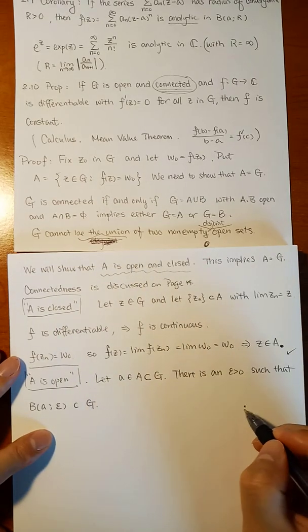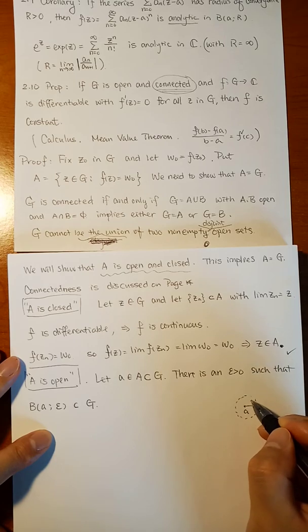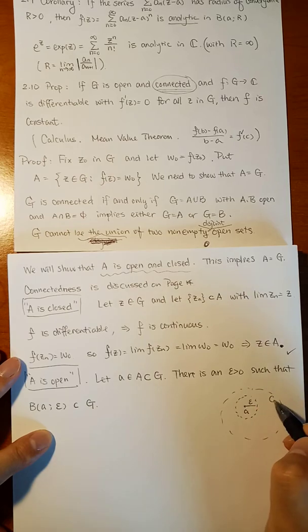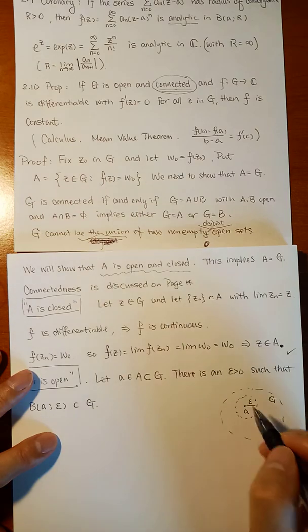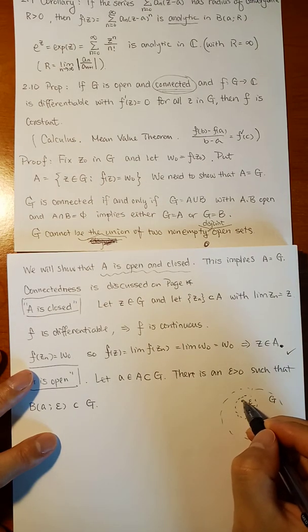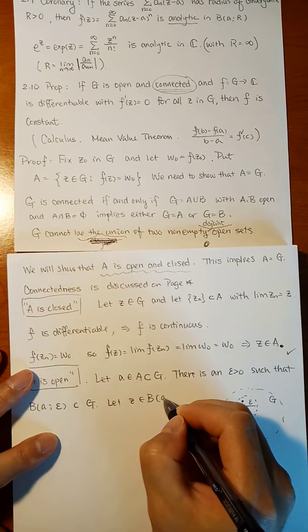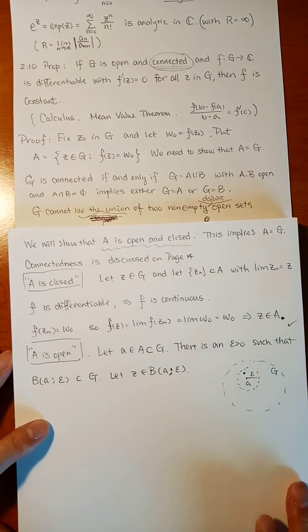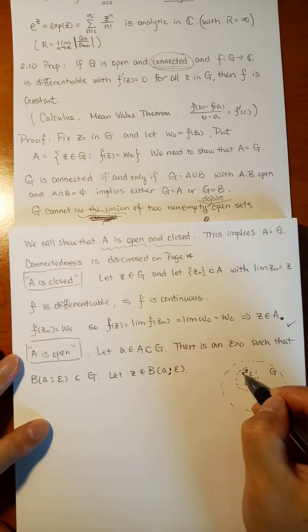So we have a, and we have an open disk centered at a inside G. We're going to pick whatever point inside this open disk. Let Z be in the open disk B epsilon of a. Then you just use a straight segment to connect a and Z.